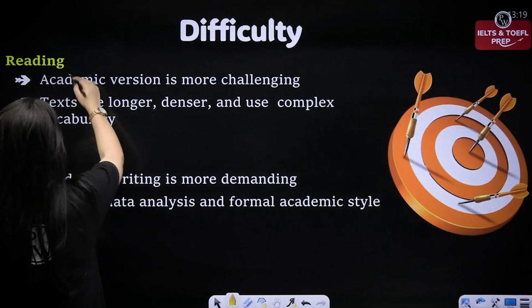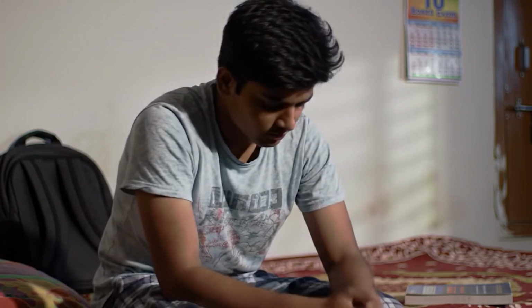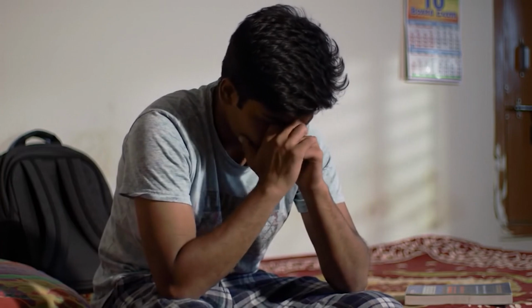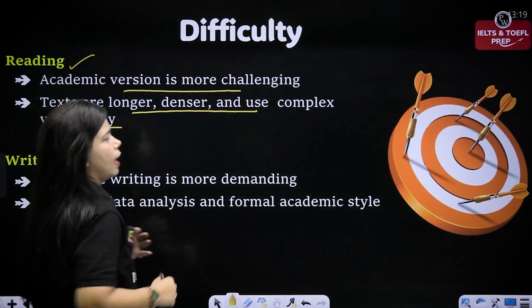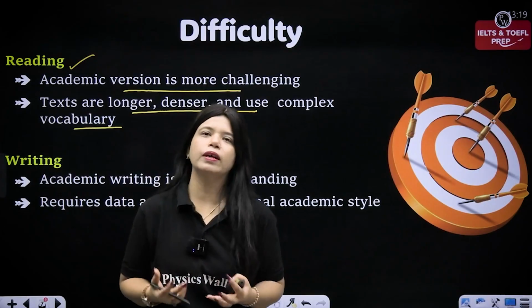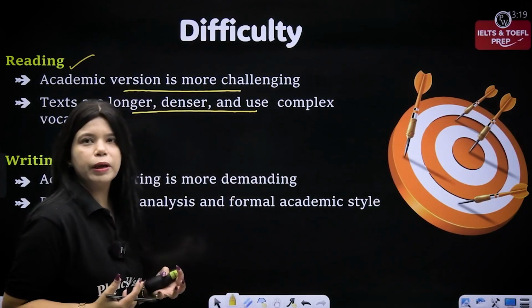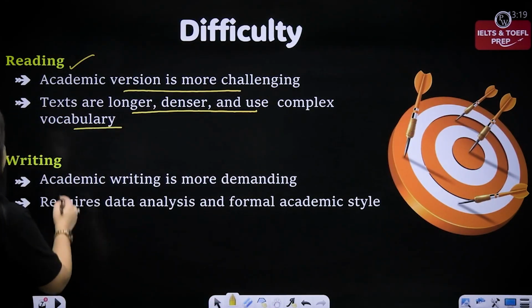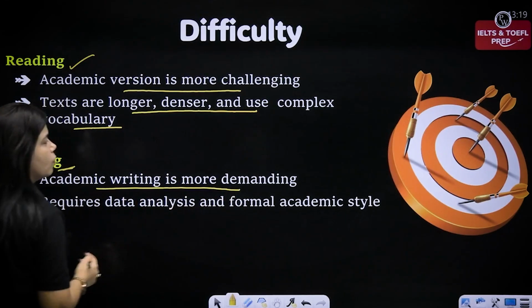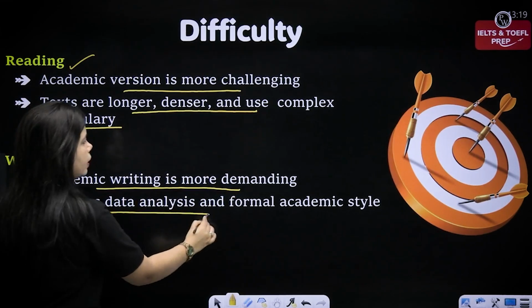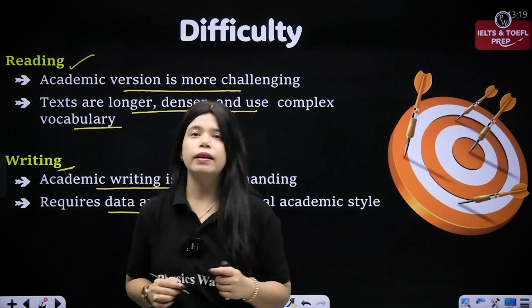Okay, let's also talk about reading difficulty. Like I said, the academic version is more challenging because texts are longer, denser and use complex vocabulary. Advanced language, difficult vocabulary in academic IELTS reading. Whereas in writing, academic writing is also more demanding because it requires analysis and formal academic style.